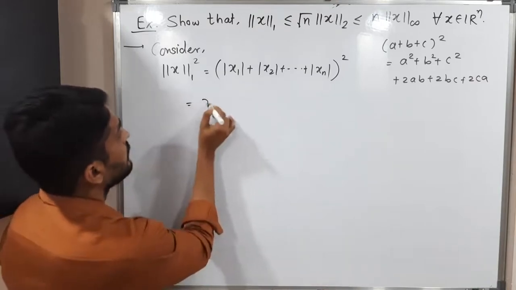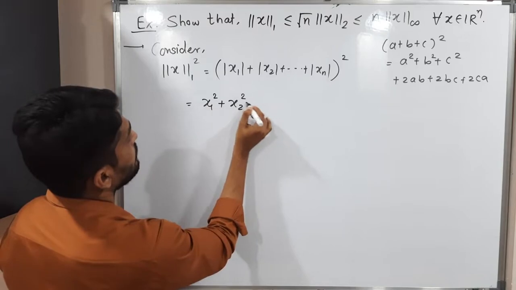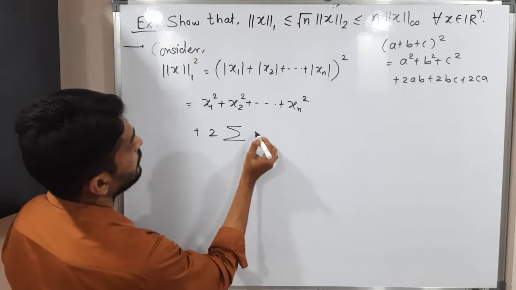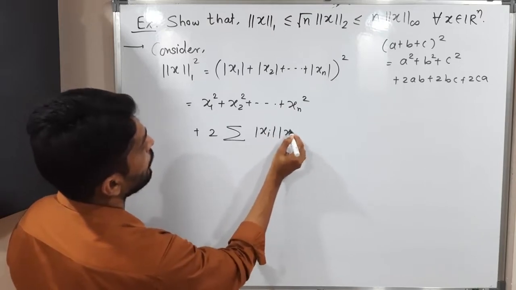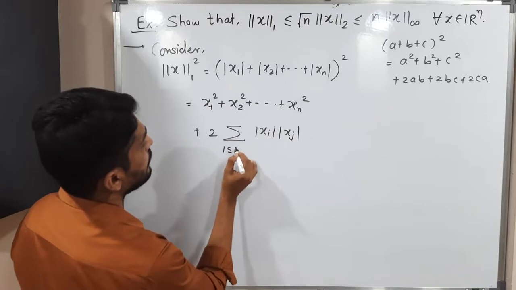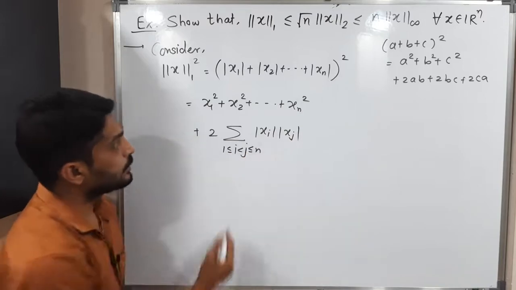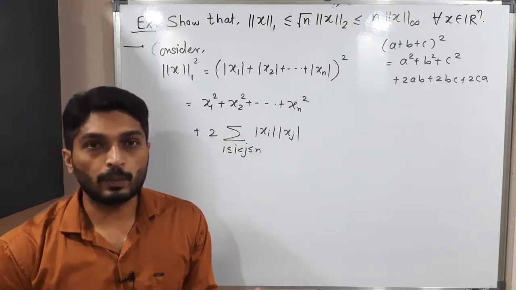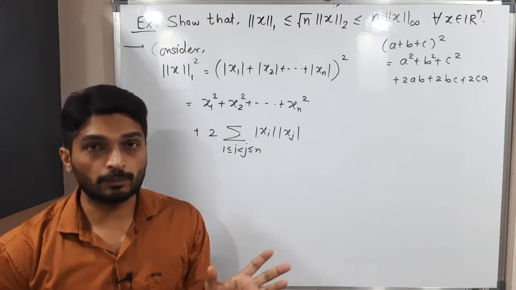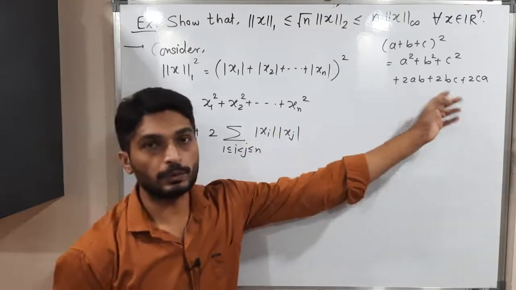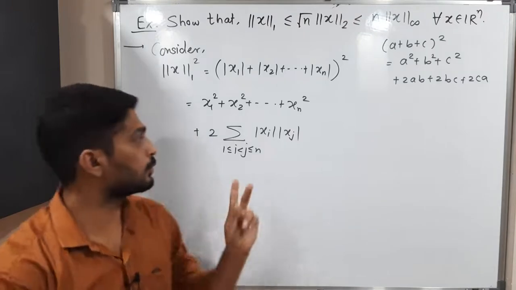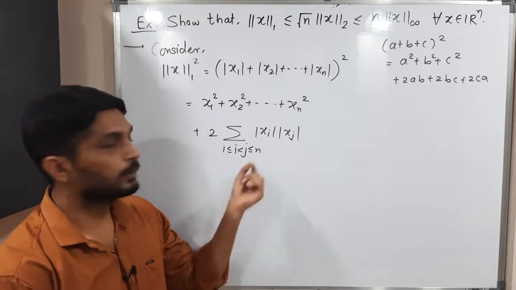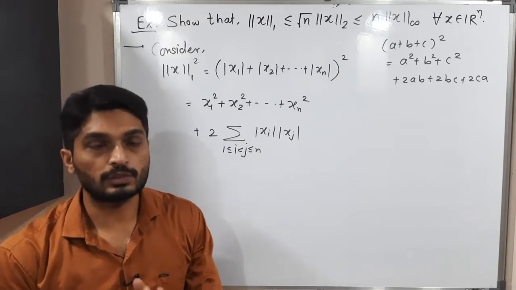So this is equal to x1 square plus x2 square plus and so on xn square, plus 2 times the summation of mod xi mod xj, with 1 less than or equal to i less than j less than or equal to n. We took the square of all terms first, so mod is not required since a square cannot be negative. And 2 into the summation of all possible pairs xi, xj, with i running from 1 to n minus 1 and j running from 2 to n, maintaining this inequality.